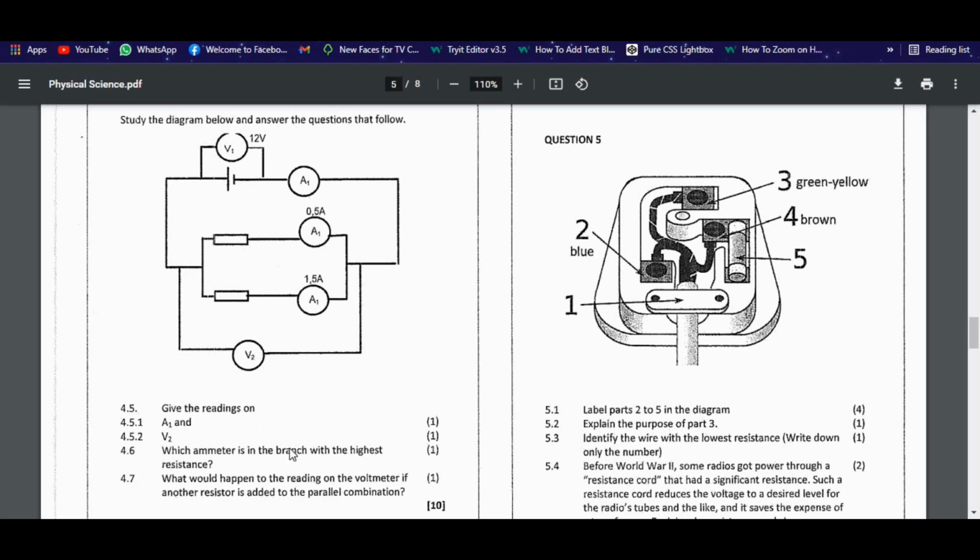Which ammeter is in the branch with the highest resistance? High resistance means there is a lower current, so it should be this ammeter 1 with the value of 0.5 amps. Okay. What would happen to the reading on the voltmeter if another resistor is added in parallel combination?